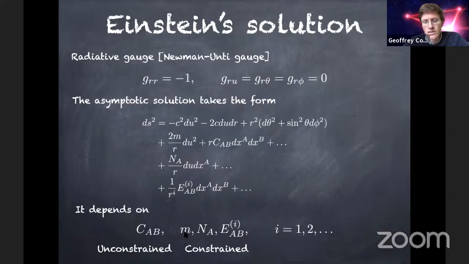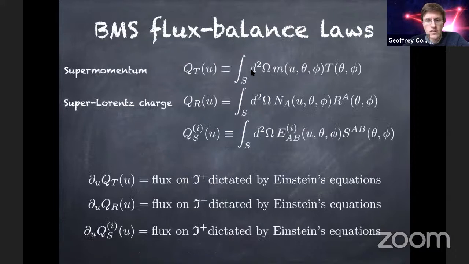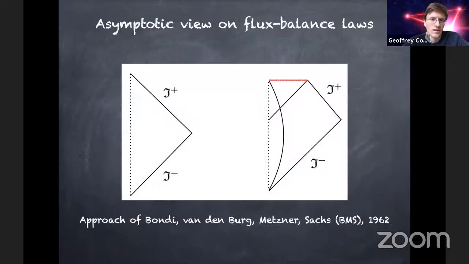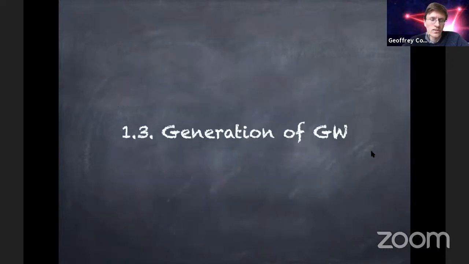And given that you have these quantities that obey differential equations, it's natural to write down conserved quantities associated to each of them. And Einstein's equations will give you an equation like this, flux balance laws for all of them. So these generalize the Poincaré flux balance laws, but only at infinity. And it's not clear if there is any local version of these flux balance laws in the bulk of space-time, like there is for the Poincaré balance laws. Okay, but that's more advanced. I just wanted to mention this.